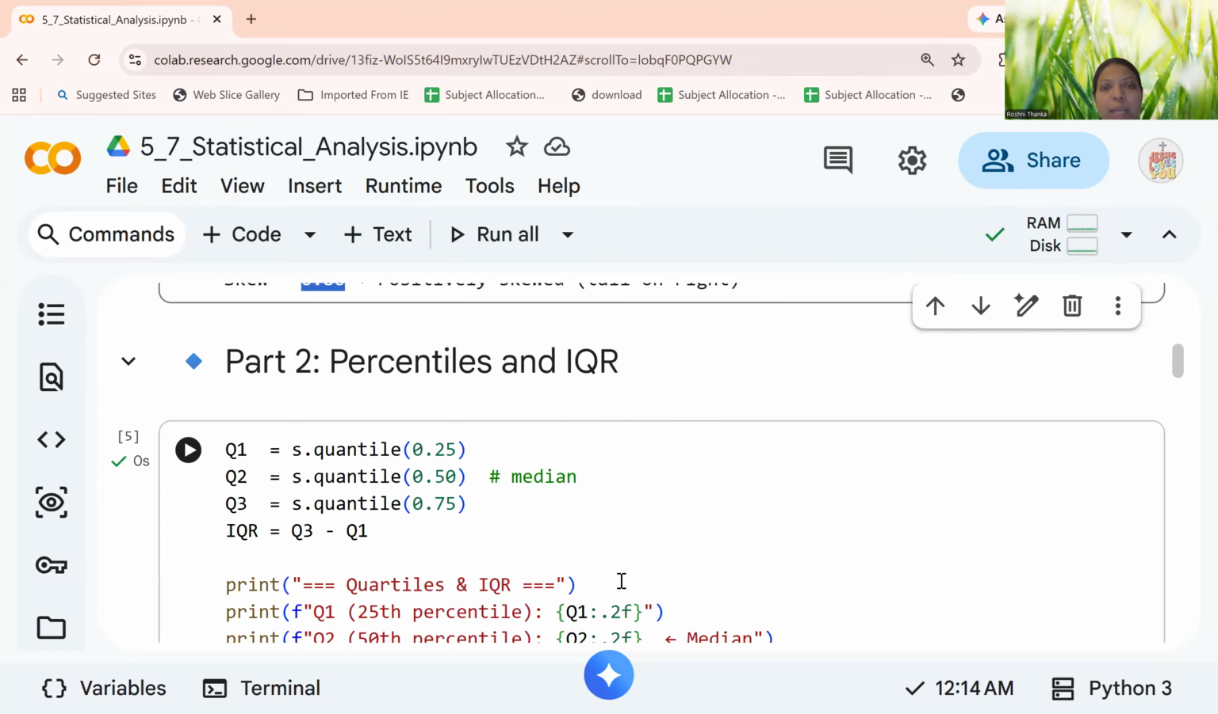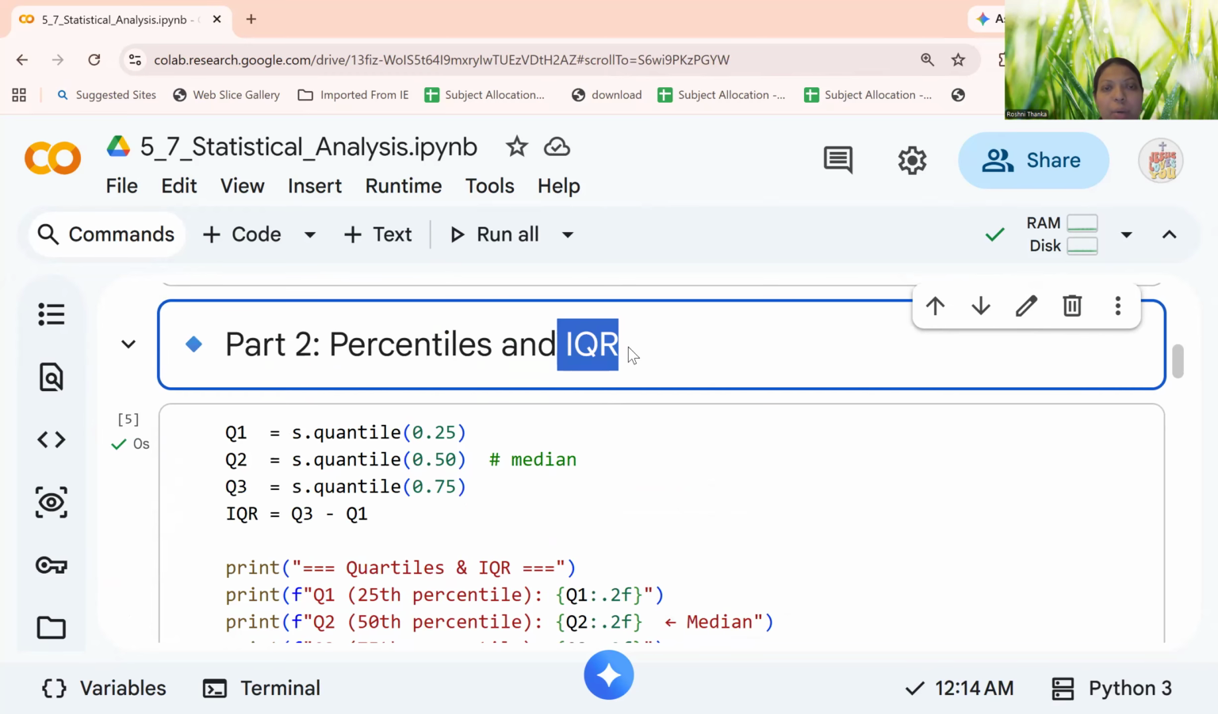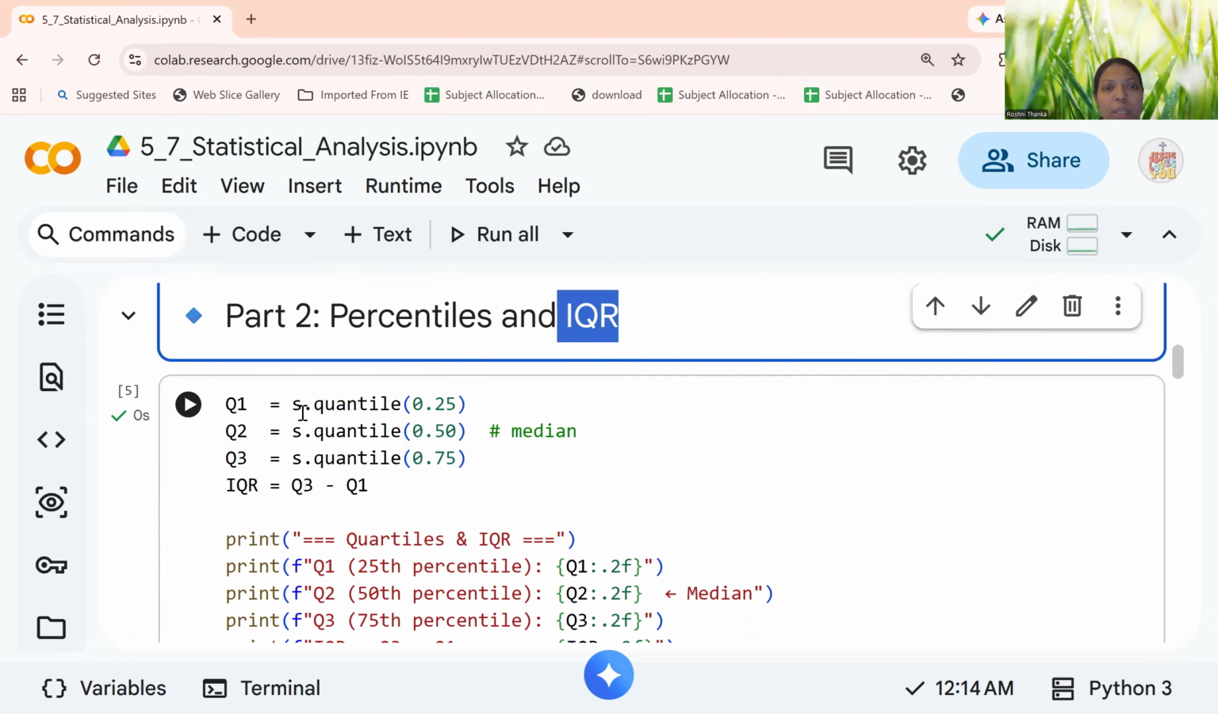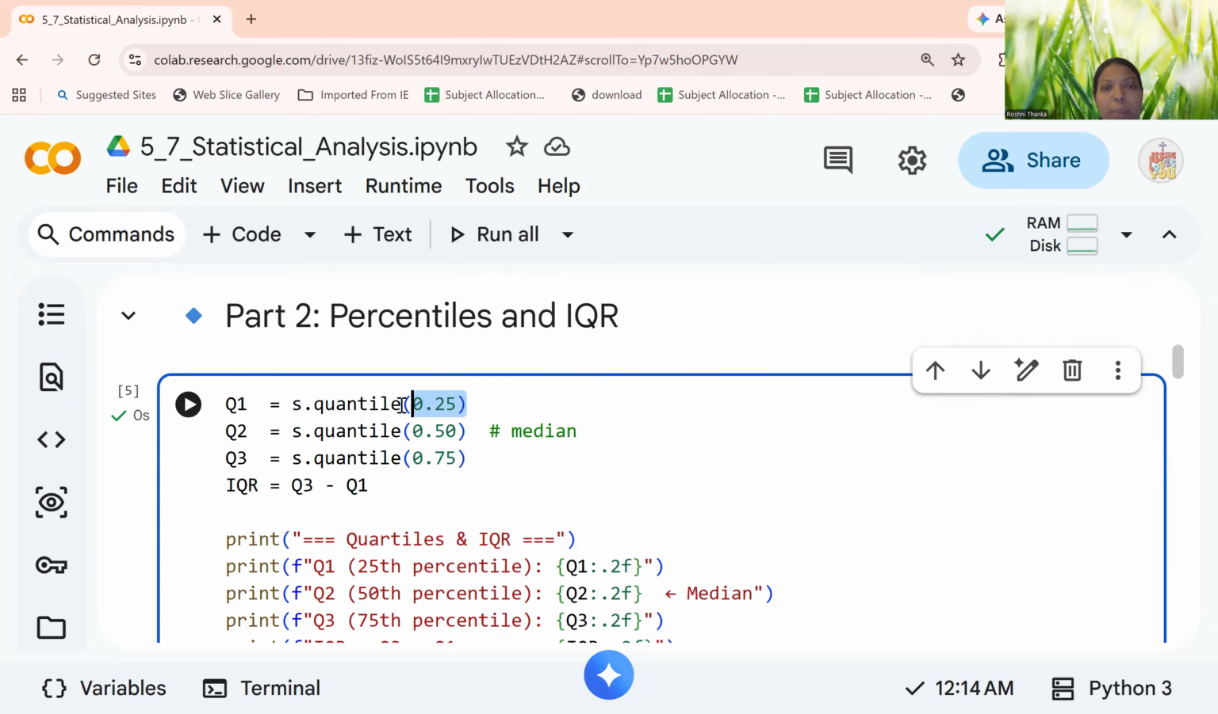And next one is percentile and interquartile range, that is what IQR is. First we are going to find the quartile values. We sort the total score values and divide them into four equal parts. The first 25 percent part is the first quartile, Q1. Then 50 percent is Q2, and 75 percent is Q3. Our interquartile range, IQR, is Q3 minus Q1.